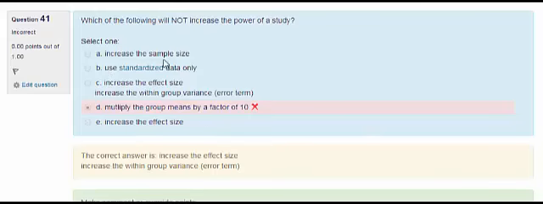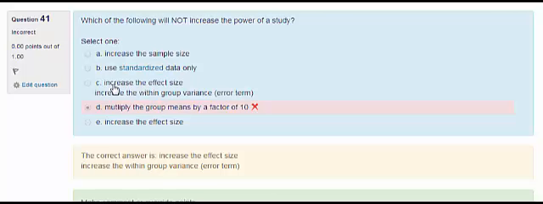So if you increase the sample size, that would increase the power. Use standardized data only, that makes no sense. Increase the effect size, and it will increase within group variance. That's true too, but that is just a poorly worded question.